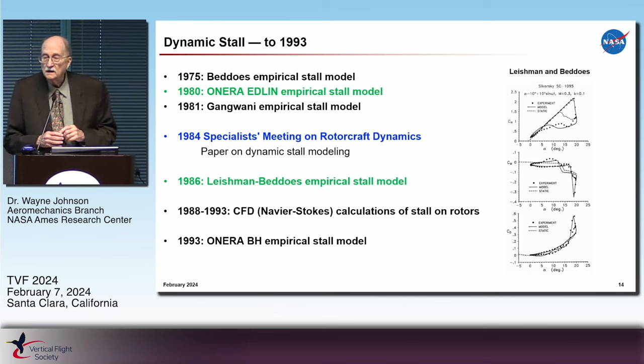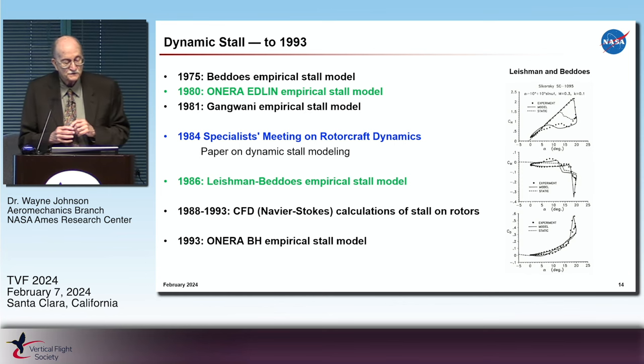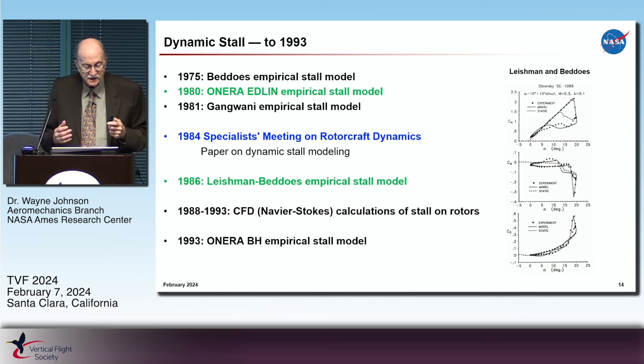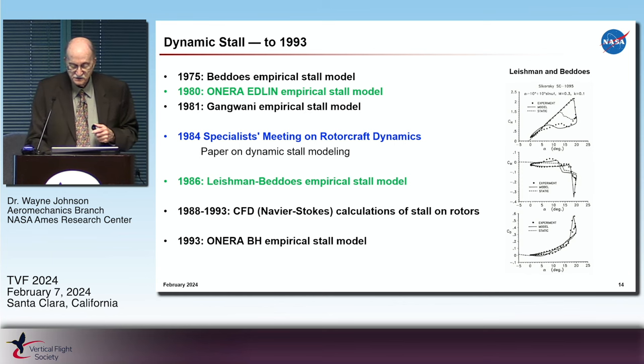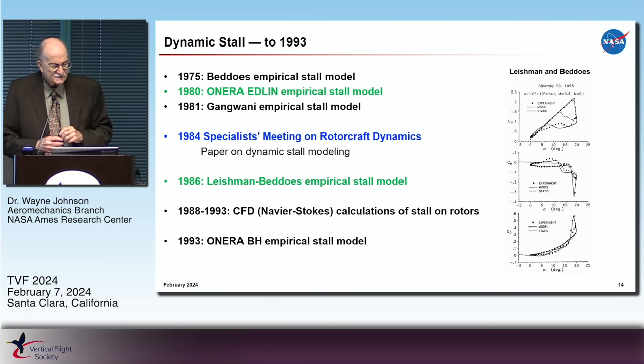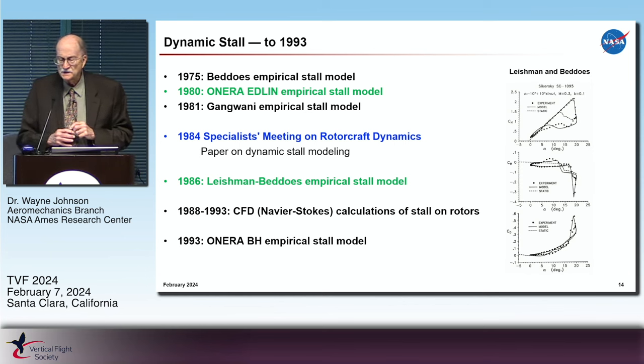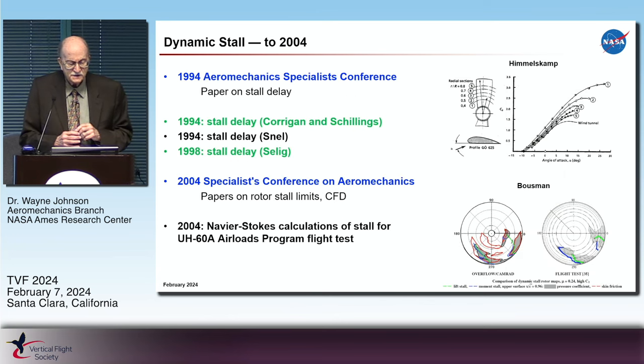86, Leishman Beddoes. Very, very useful because not too many empirical parameters, and you get some of them from the static airfoil tables. It's the late 80s, early 90s when Navier-Stokes applications to rotors, dynamic stall on rotors, really came into play. A related aspect is the subject of stall delay, which is very important for propellers, for prop rotors, rotors with high twist, low aspect ratio, and very important for wind turbines. I've identified Snell's work. There's a lot of modeling of stall delay in wind turbines. In the rotorcraft world, Corrigan and Selig are the tools we usually use.